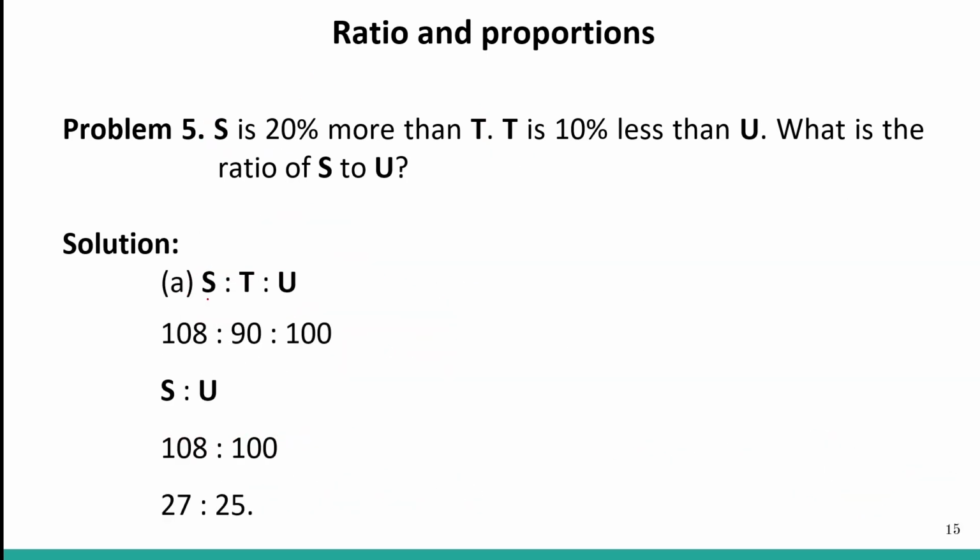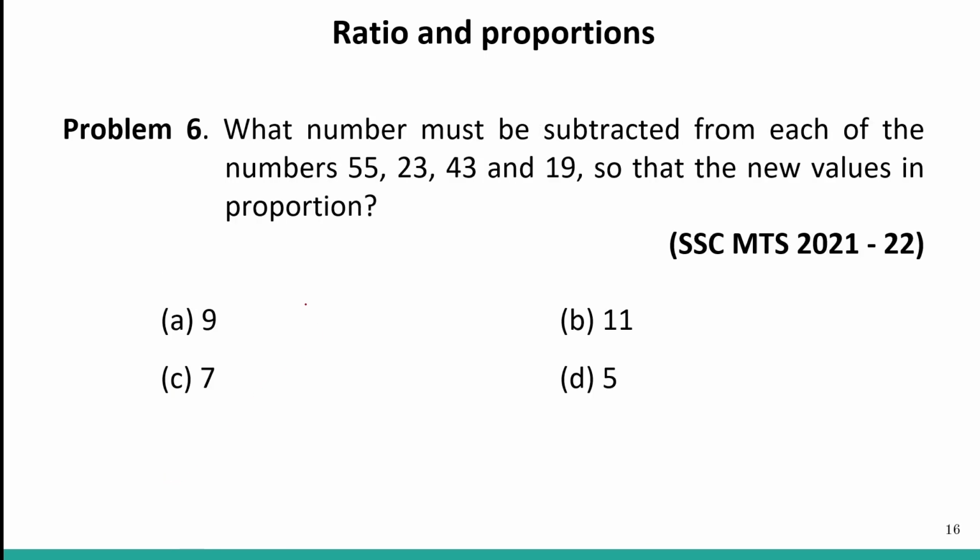Okay, so S is to T is to U is equal to 108 is to 90 is to 100. So S is to U is 108 is to 100. So that is 27 is to 25. Okay. So let's see problem number 6.